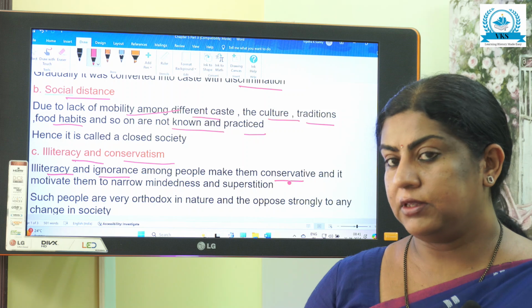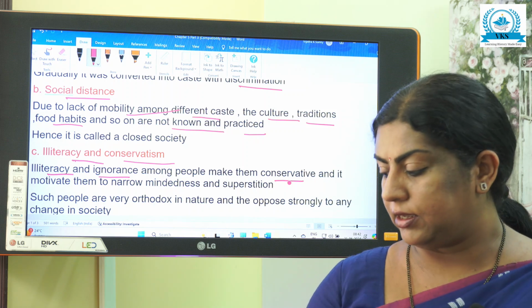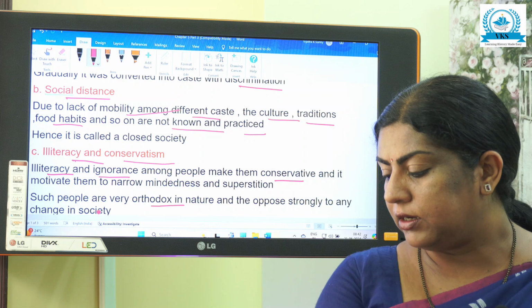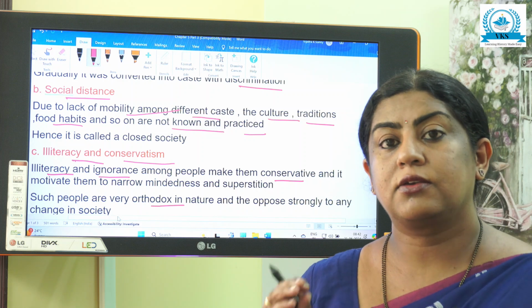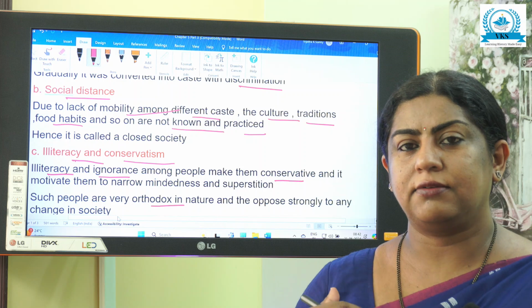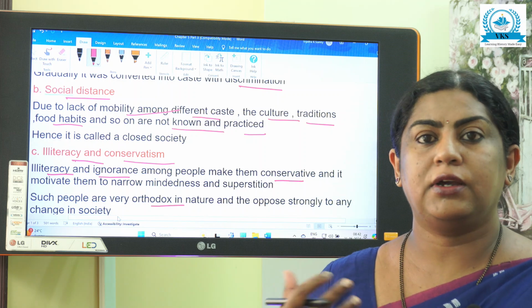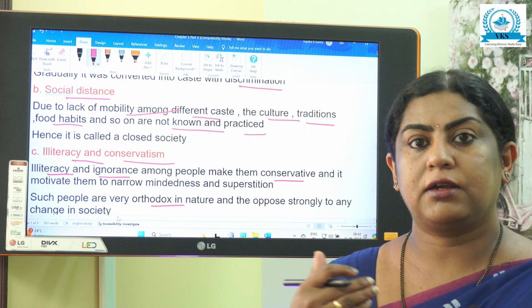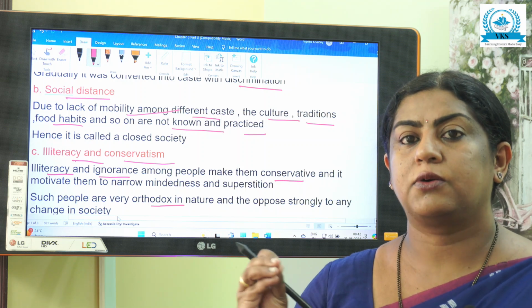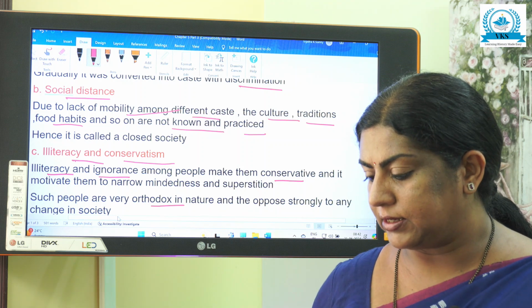So because of this, such people are very orthodox in their belief and in their nature, and they strongly oppose any change in society. Such people are never ready to change. They are illiterate, conservative, and narrow-minded, so they are not ready for change. They become very orthodox in their thought, and because of this also social inequality exists.